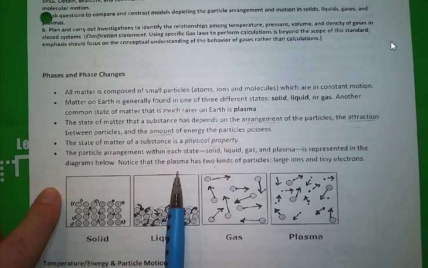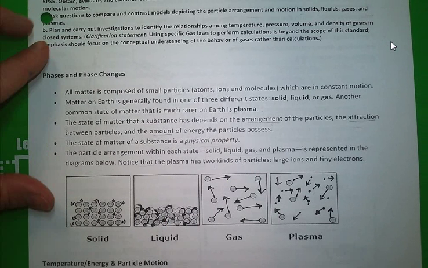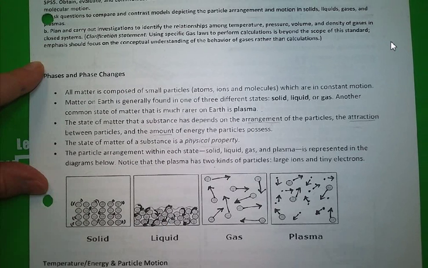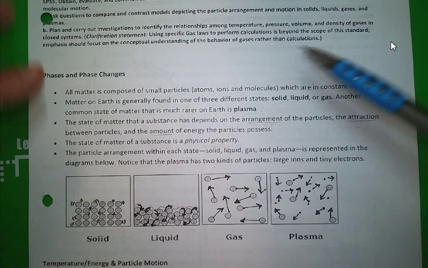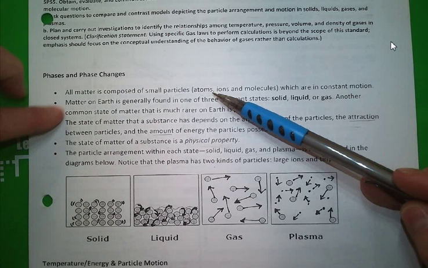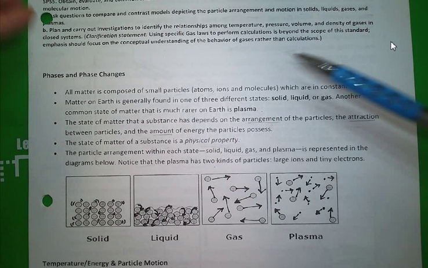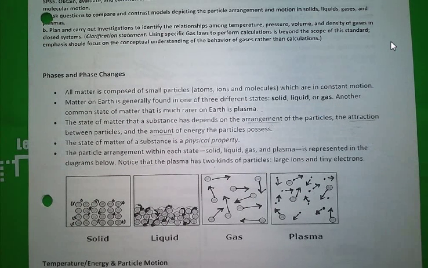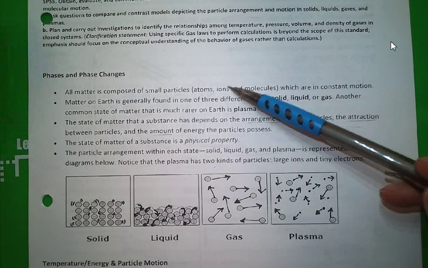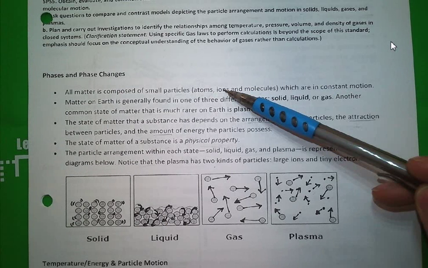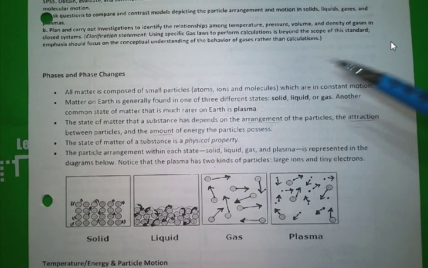So let's go through phases and phase changes. So first here it says all matter is composed of small particles, atoms, ions, and molecules, which are in constant motion. So we've talked about atoms before. You've talked about them in 8th grade. And remember, an ion, a molecule are just forms of atoms. An ion is a charged atom. A molecule is bonded atoms together. So this is important here that they're in constant motion.